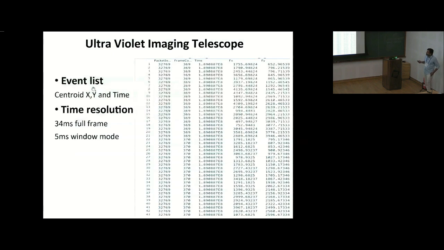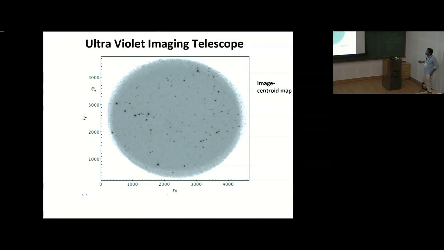What we record here is the event list in the detector: the centroid X and Y versus time. You see the time in one column and the X and Y positions in the other columns. We can go to a time resolution of something like 34 milliseconds in full frame mode. And if you put a small window on the source, then you can read very fast, like 200 frames per second, which corresponds to 5 millisecond resolution. This is how the centroid map over one orbit of observation looks.